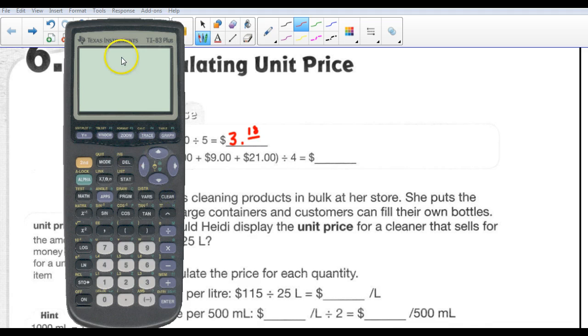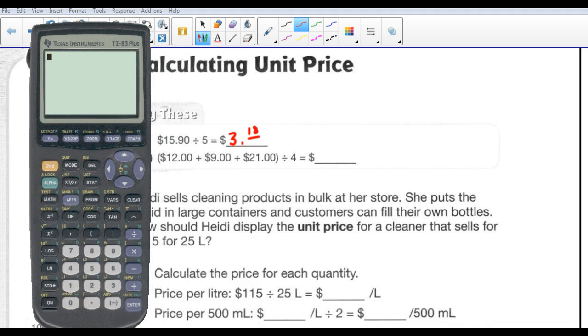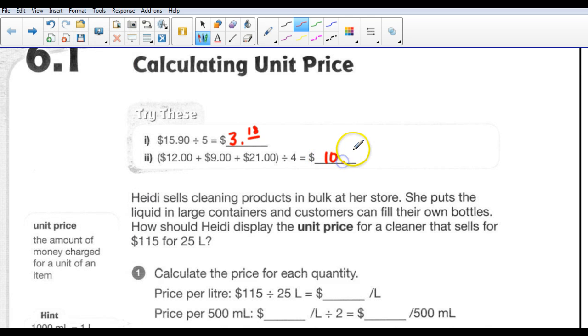Okay, so we have 12 plus 9 plus 21, and then we hit enter or equals 42. Divide that number by 4, and then we get an answer of 10.5, or $10.50. Okay? All right, so unit price, what is the definition? Well, it's the amount of money charged for a unit of an item.